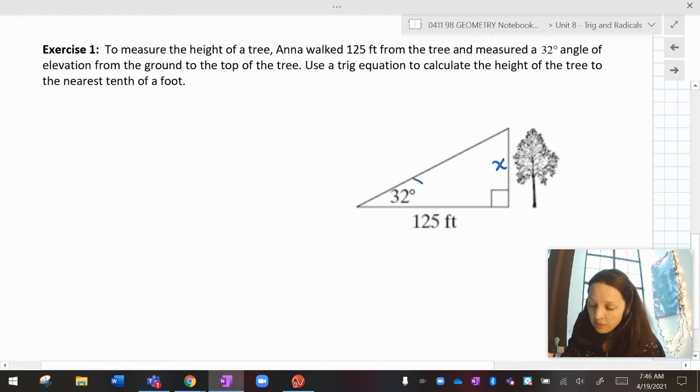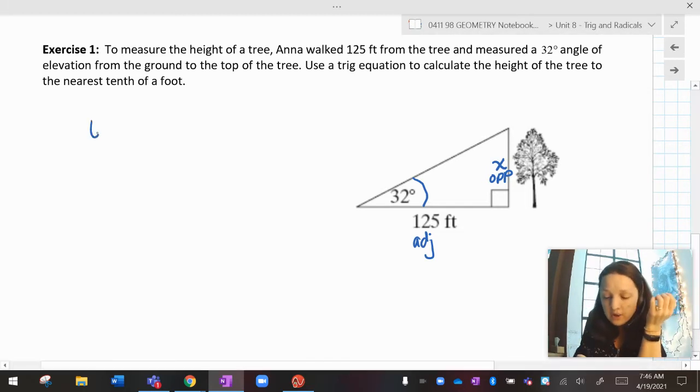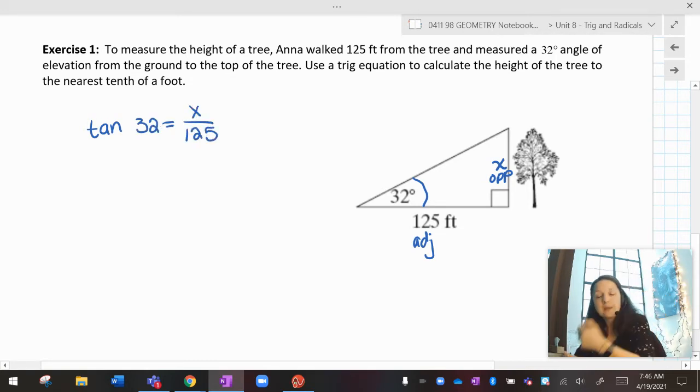What I do is I say, well, you know what? From the perspective of this 32 degrees, this is the opposite side, and this 125 is my adjacent side. Well, what trig relationship uses opposite and adjacent? Tangent does. So the tangent of 32 equals opposite over adjacent. Now I have an equation.